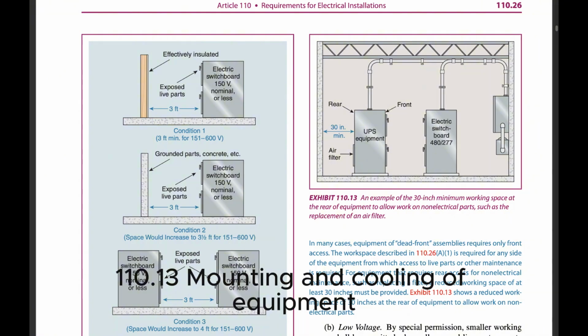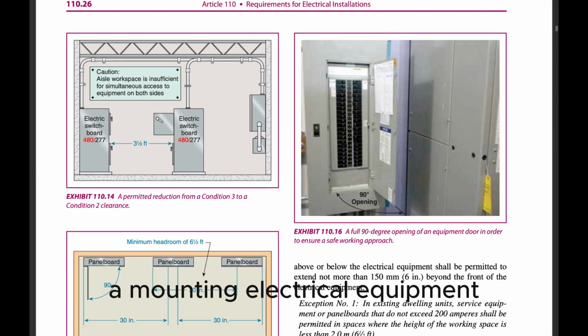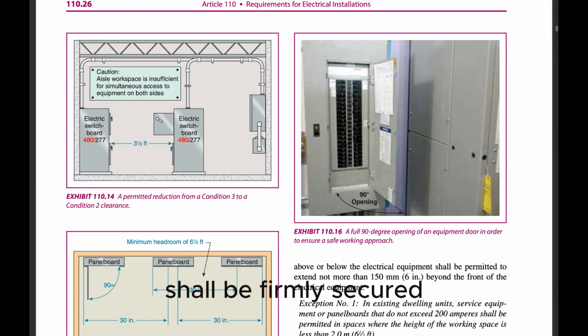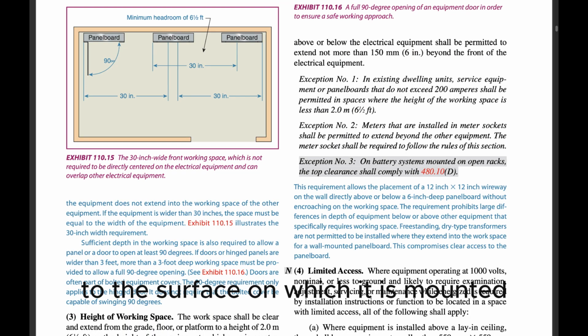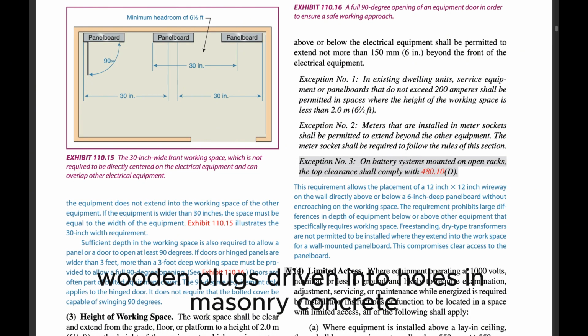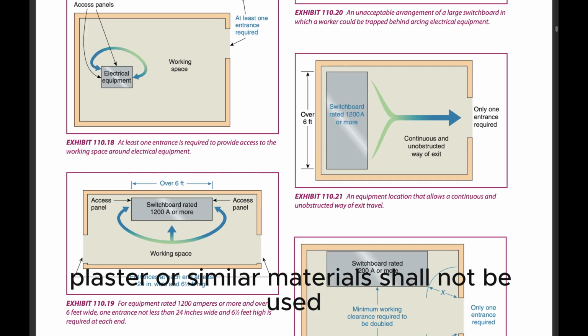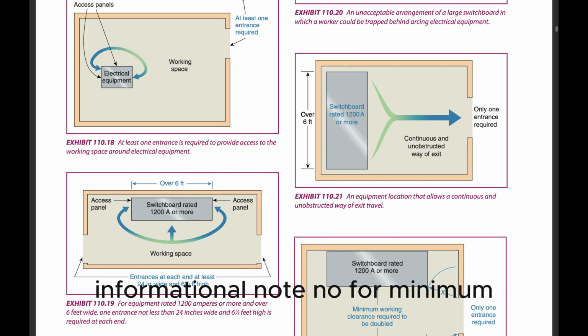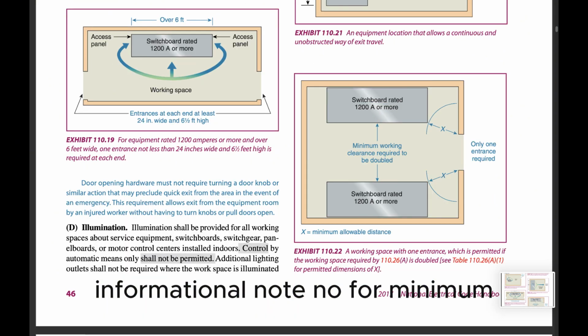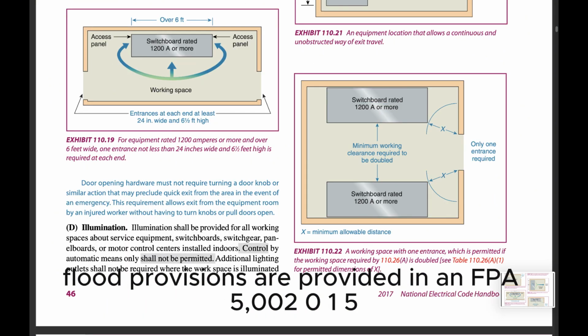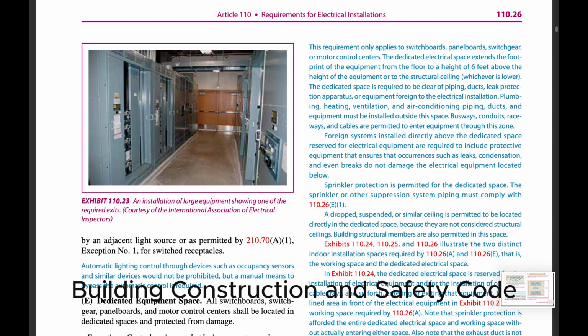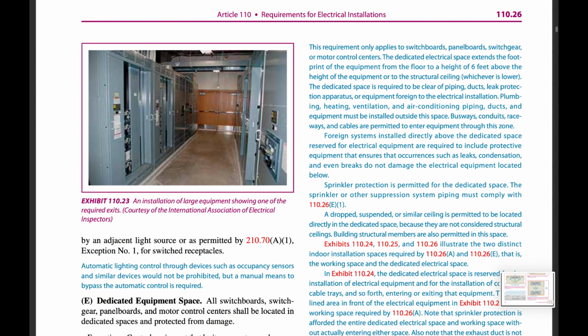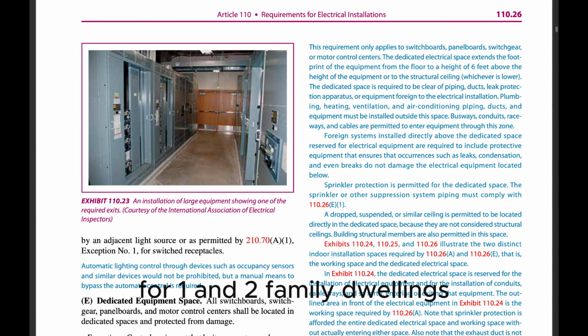110.13 Mounting and cooling of equipment. A. Mounting. Electrical equipment shall be firmly secured to the surface on which it is mounted. Wooden plugs driven into holes in masonry, concrete, plaster, or similar materials shall not be used. Informational note no. 4. Minimum flood provisions are provided in NFPA 5000-2015, Building Construction and Safety Code, the International Building Code (IBC), and the International Residential Code for One- and Two-Family Dwellings (IRC).